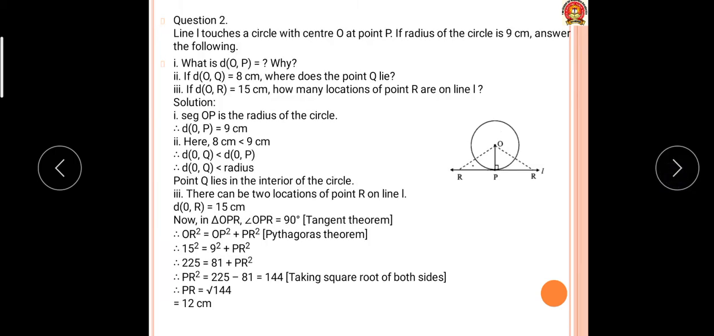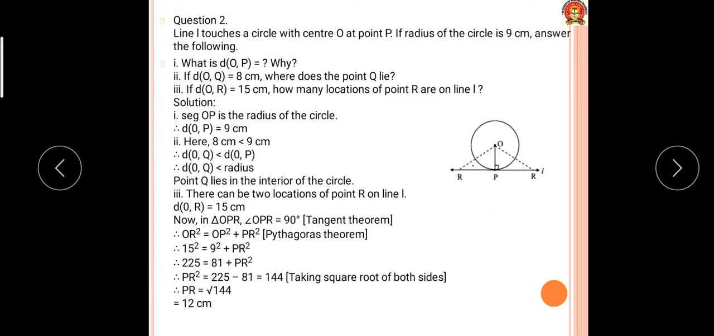Now see question number 2. Line L touches a circle with center O at a point P. If the radius of the circle is 9, answer the following. What is the distance of OP? Obviously, you can easily find out.